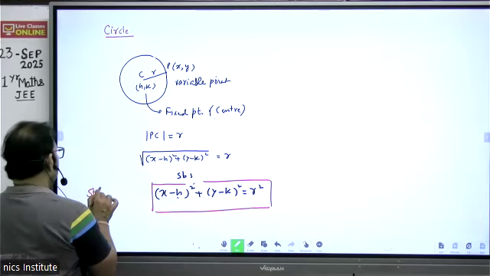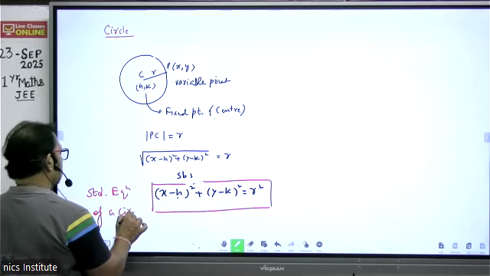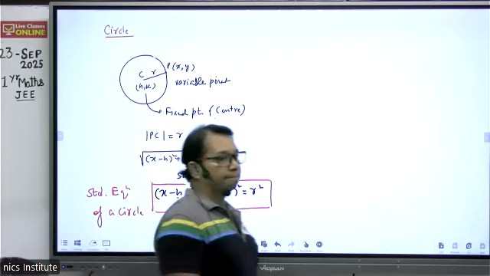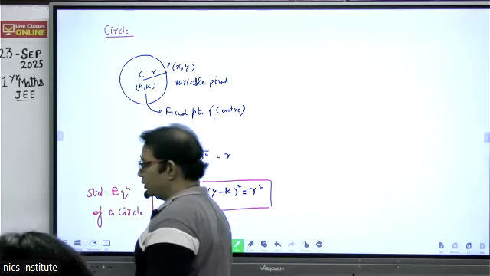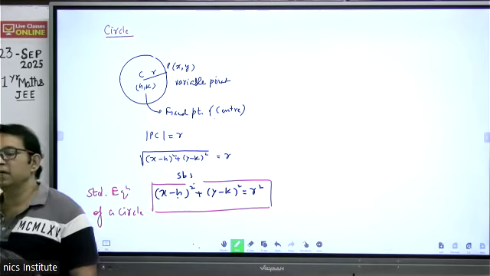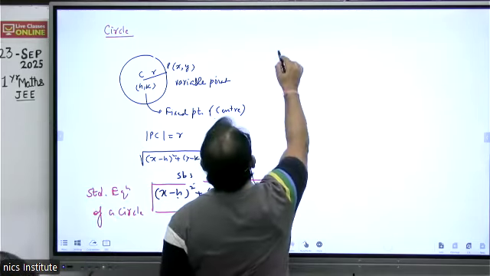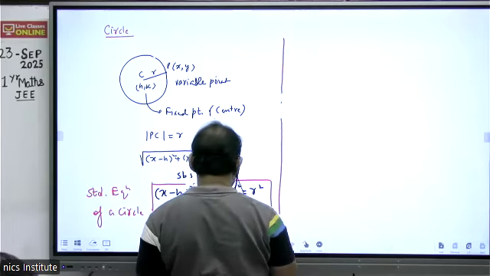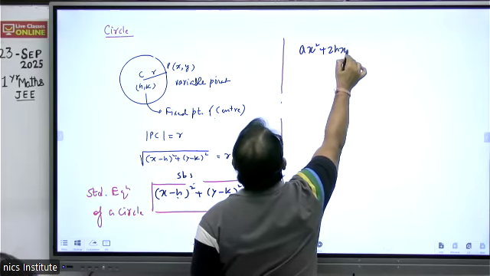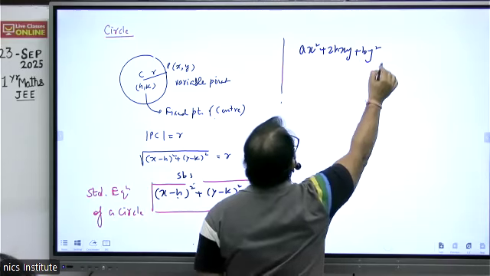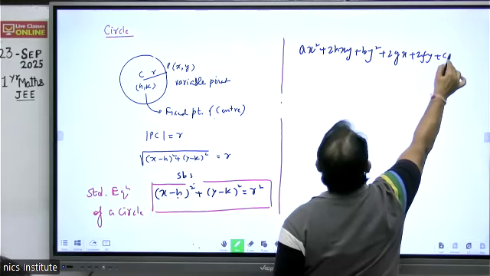So this is called standard equation of circle, where x and y are coordinates of the variable point, h, k are the coordinates of the center of the circle, r is the radius of the circle. Then we also did this: ax square plus 2hxy plus by square plus 2gx plus 2fy plus c equals to 0.